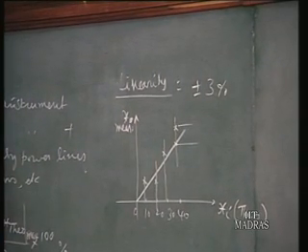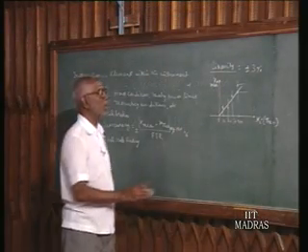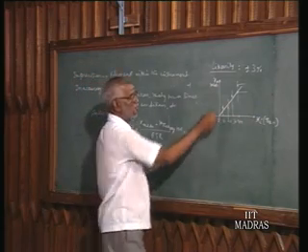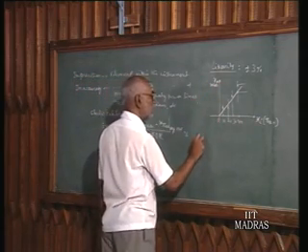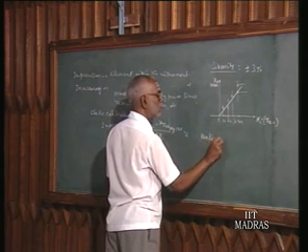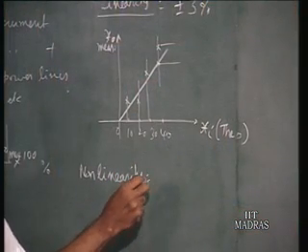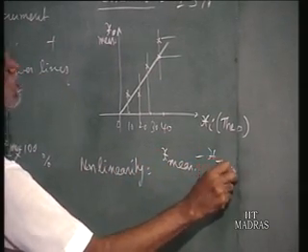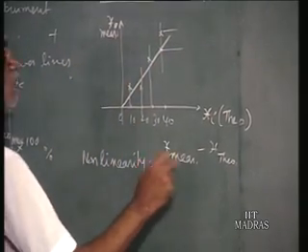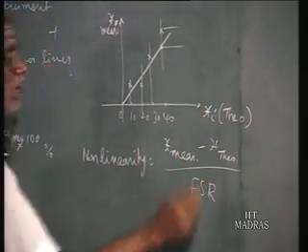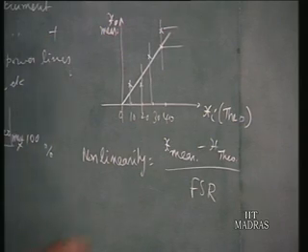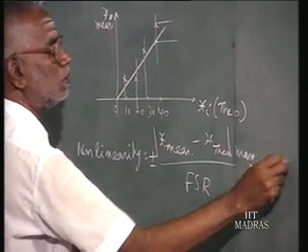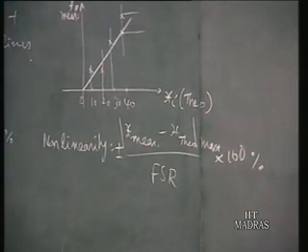The nonlinearity represents deviation from the linear characteristic of the instrument, that is, the maximum nonlinearity. So we will say the definition is: nonlinearity is equal to x measured minus x theoretical, divided by full scale reading. Nonlinearity is always referred to as plus or minus the maximum deviation divided by full scale reading, into 100 percentage. That is how nonlinearity is defined.